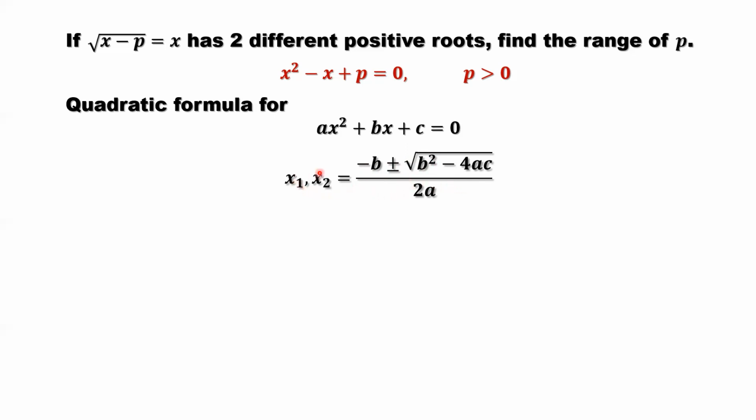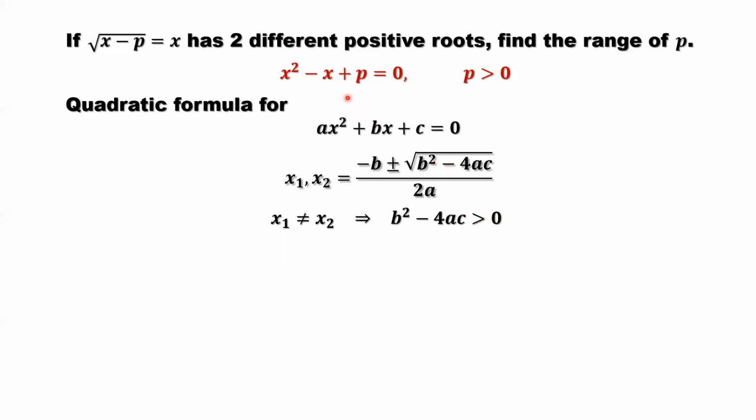If the two solutions are different, as in our case, that means the inside part must be bigger than 0, so that plus minus makes a difference. So this implies b squared minus 4ac must be bigger than 0, cannot be equal. Equal, you have only one solution.